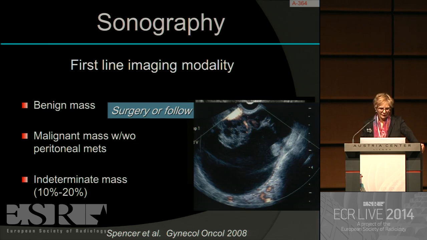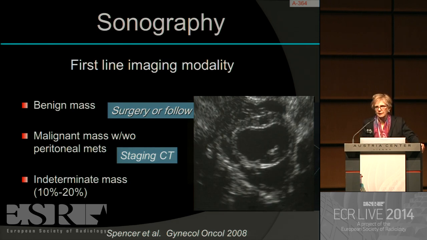However, if a mass is malignant, like here, as we've already heard, staging CT should be the next diagnostic step. And if we have lesions that are indeterminate, and that will be true for approximately 20% of the lesions, this is where patients will benefit from further imaging with MRI or CT.